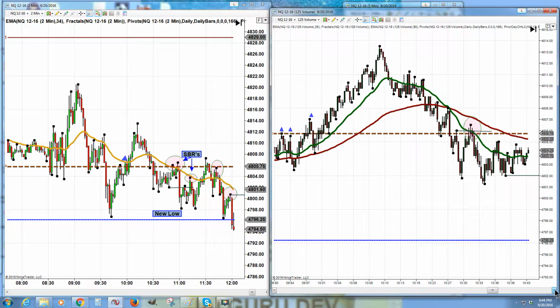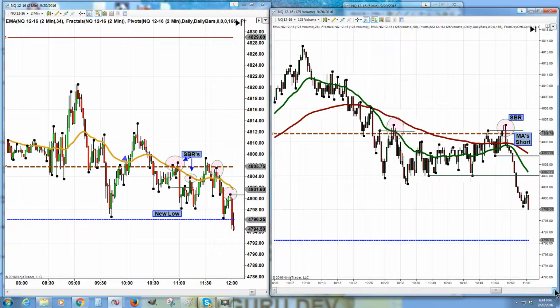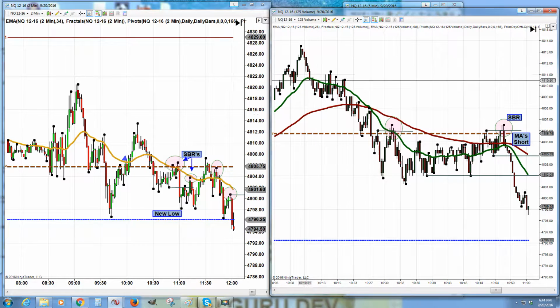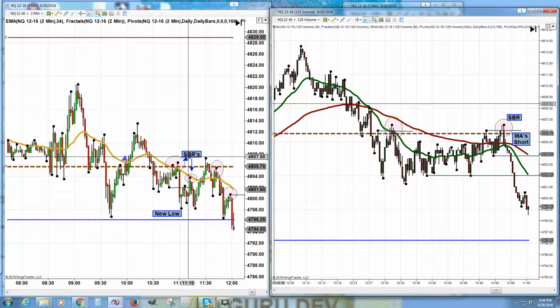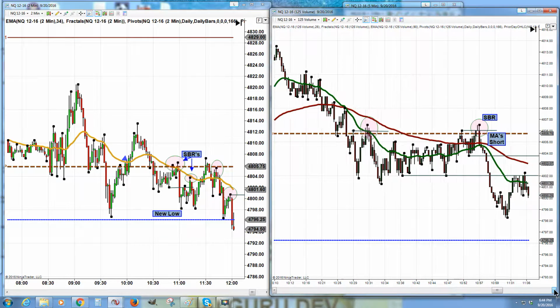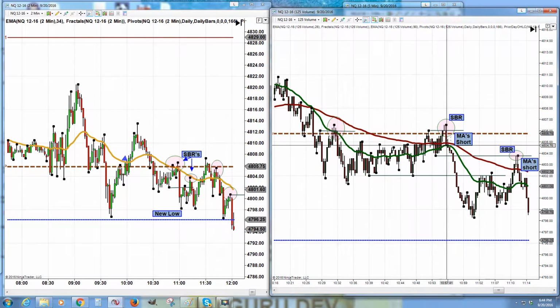So let's see. Let's look at a couple more examples of these simple market structure trades. One of the things we're always using is support broken becomes resistance, and resistance broken becomes support. So these arrows here, 10:56 up to the second one at 11:15. So let's look at those time frames over here.